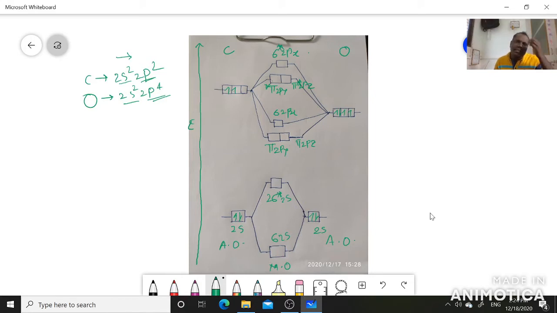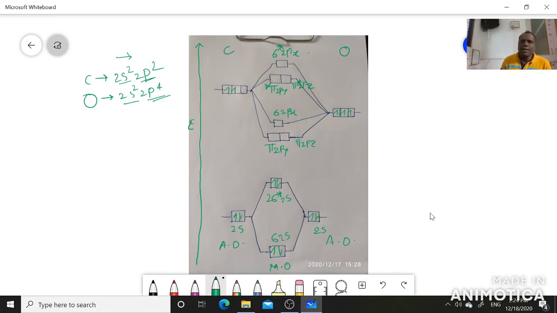Remember the energy sequence in the last molecule, nitric oxide. The sigma 2px orbital was a little bit lower in energy, but in this case the pi 2py and pi 2pz orbitals are lower in energy. Let's fill the electrons. One electron from the carbon to the sigma 2s orbital, one electron from the oxygen to the sigma 2s orbital, and so on. The electrons are filled according to Hund's rule and Pauli's exclusion principle.